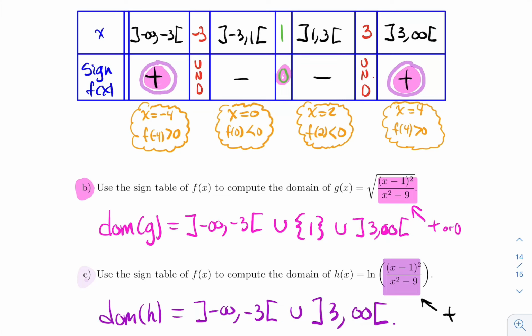So again, for B and C, in general, the question could simply be to compute the domain of ln of some big expression. You just say, well, let's find the sign table of that expression, and let's just keep the positive part. If you have the square root of some expression, let's construct a sign table of the inside and keep the pluses and the zeros. So very important questions B and C, because on a test it could simply be like that.